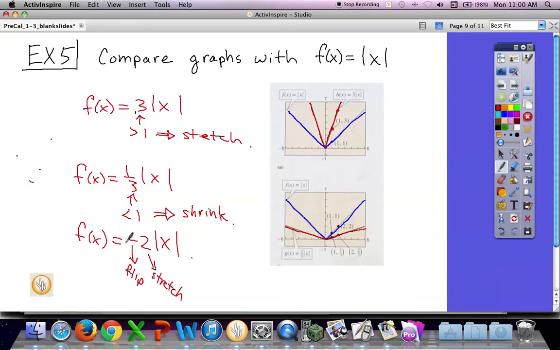So the truth is that this number, it's not really the value, it's the absolute value of it. If it's between -1 and 1, it's a shrink. If its absolute value is greater than 1, then it's a stretch. So don't be confused if you have a number like this. Don't think of it as being less than 1. Think of it as greater than 1 and it's flipped.